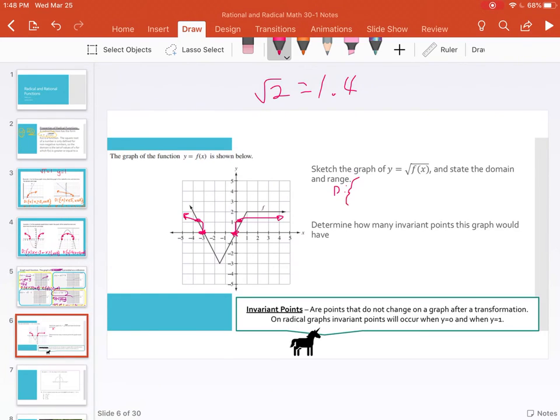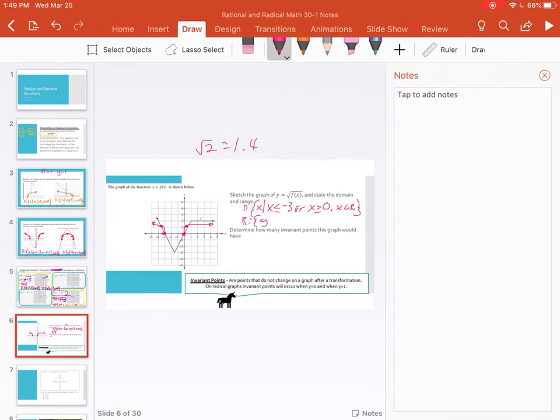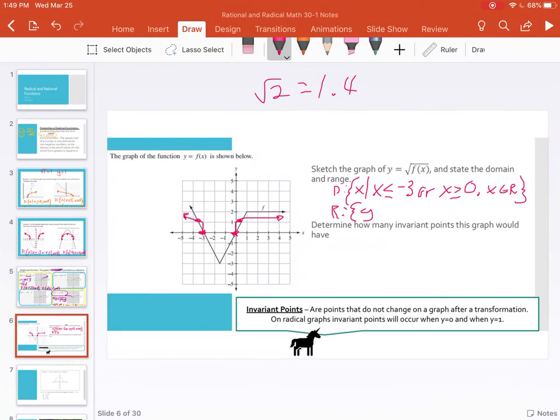So my domain of this new graph would be that for all x values, x is less than or equal to -3, or x is greater than or equal to 0, where x is an element of all real numbers. And then my range for my new graph, for all y values, y is greater than or equal to 0, where y is an element of all real numbers. Don't be tricked on the fact that the graph levels off on the right, because on the left you can see that the graph will extend upwards towards positive infinity.